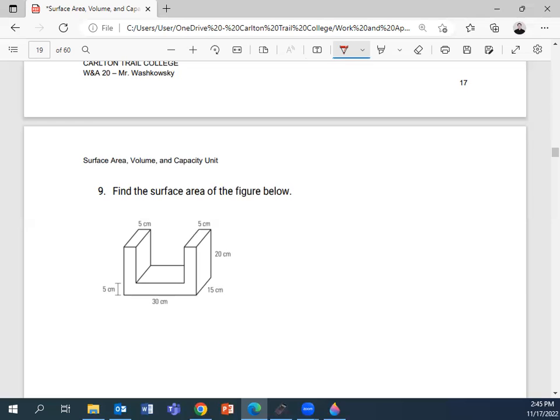Oh, I forgot to give you guys formulas. That'd be helpful. You'll always have the formulas. The only formulas you're gonna need for this are a rectangle, which is area equals length times width, and a triangle, which is area equals 1/2 base times height.